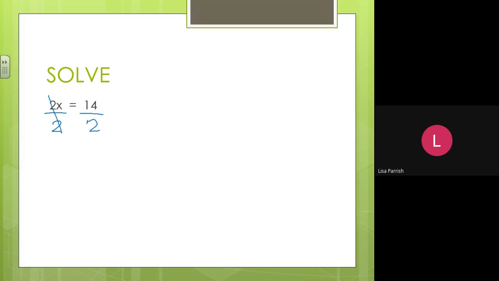Now I'm going to check it by plugging 7 into the original equation. So that would be 2 times 7 is supposed to equal 14. Let's see if it does. 2 times 7, 14. That one checks out. Hopefully you got that one all on your own.